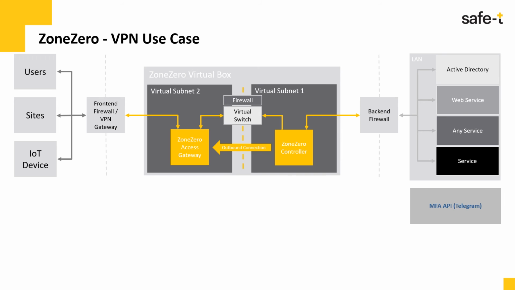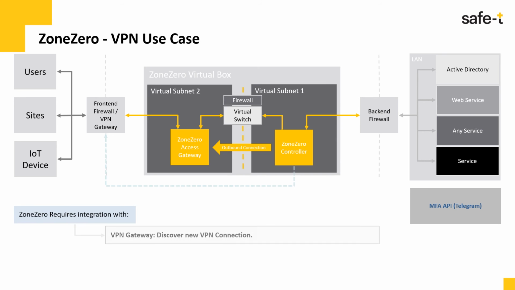The ZoneZero virtual host includes a virtual switch and 2 separate subnets, which provides true separation of modules. To finalize the deployment, we connect the ZoneZero access gateway to the VPN front end and the access controller to the back-end environment using 2 separate subnets.